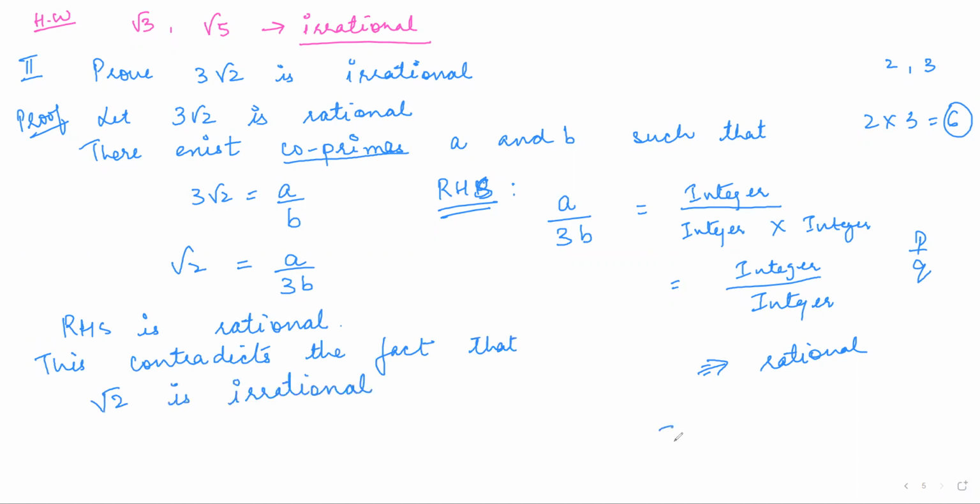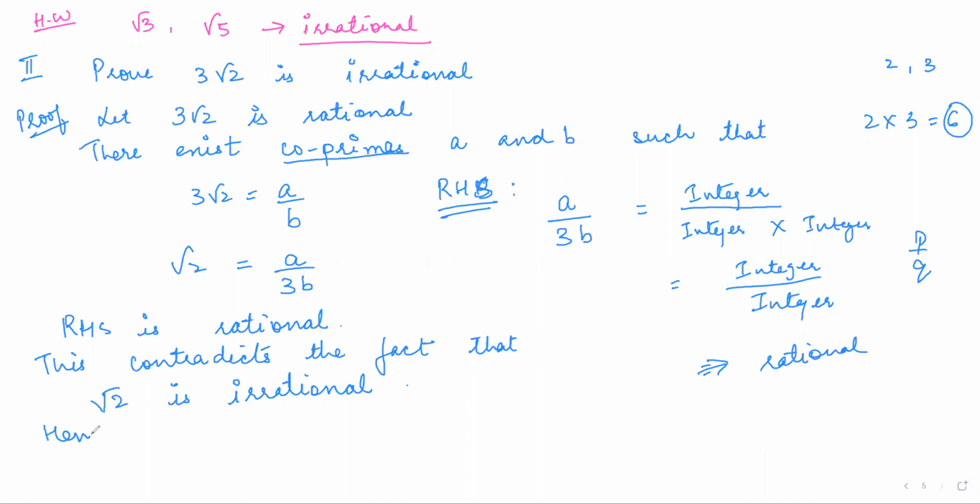See, when I'm getting some irrational on this side and I'm putting an equal to sign, what does it mean? Equal to means that the RHS should also be irrational, isn't it? Equal to means your LHS is exactly equal to RHS. But here there is a contradiction. LHS is irrational, RHS is rational. So this contradicts the fact that under root 2 is irrational, right?